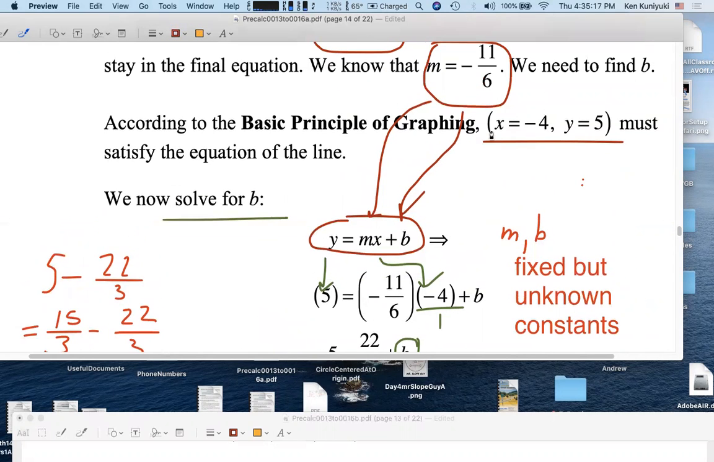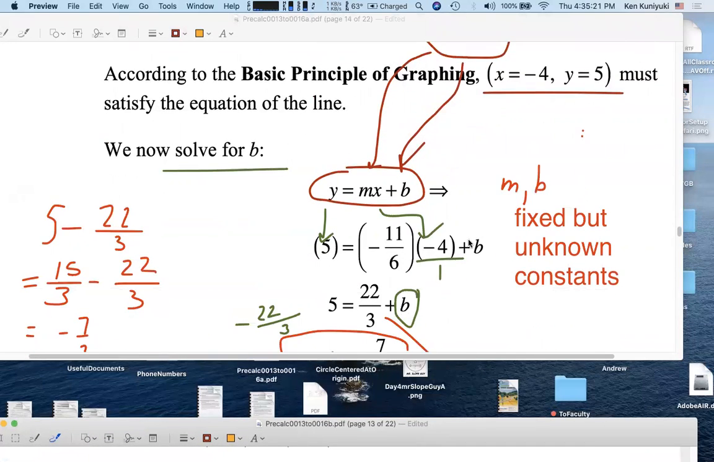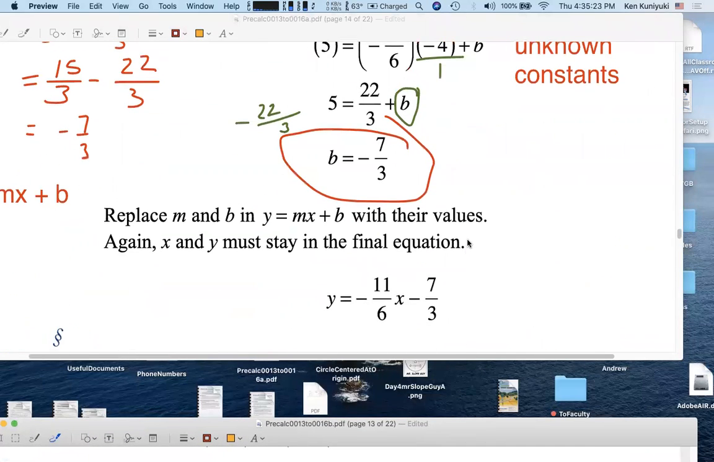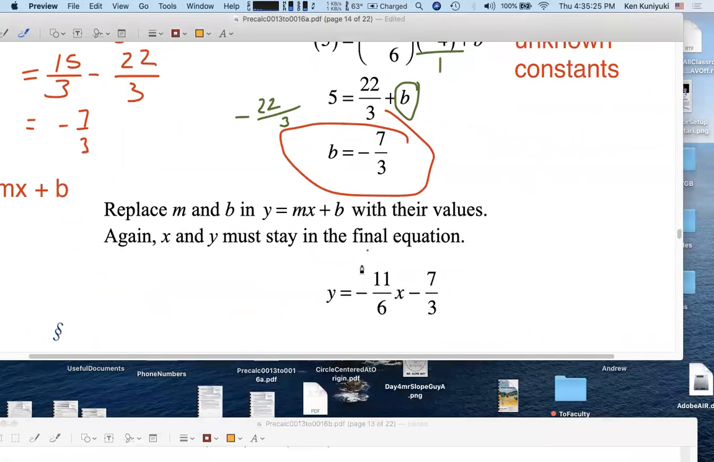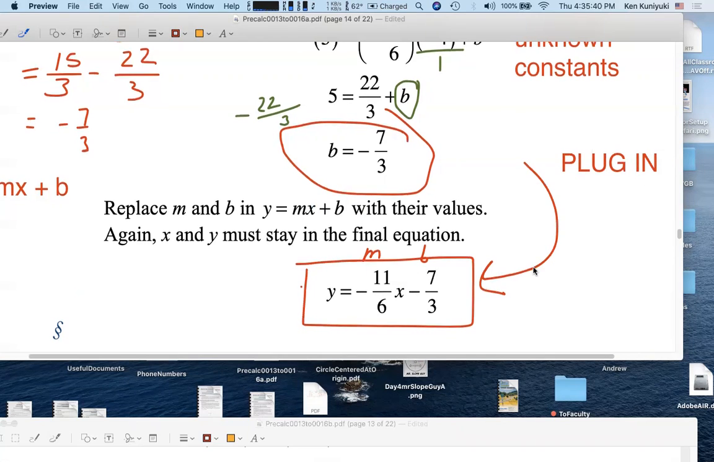We found out early on that m was -11/6 from our early work. We now find b is -7/3. Plug those values in. m is -11/6. b is -7/3. Don't forget to plug them in. A lot of students get lazy and they forget that. Plug in the values for m and b, and this is your final answer: y equals -11/6 x minus 7/3.